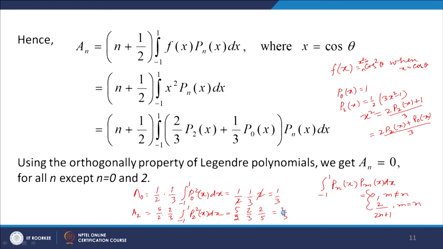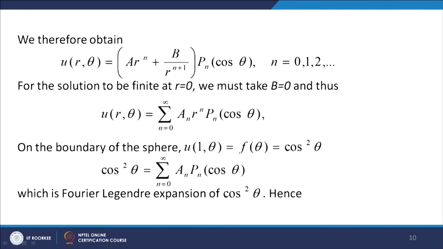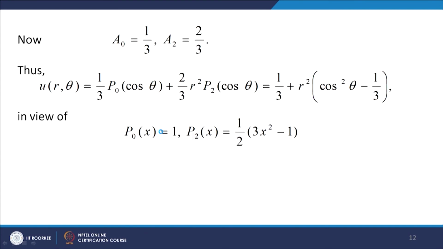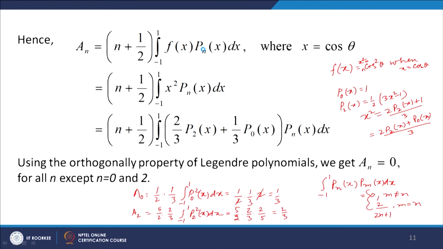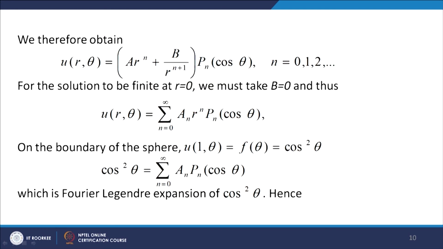And so, we can write the expression for u of r, theta. We have A0 equal to 1 by 3, A2 equal to 2 by 3. u of r, theta will then be A0 into r to the power 0 P0 cos theta. a_n is 0 for all n except n equal to 0 and 2. So, we have A0 r to the power 0 P0 cos theta plus A2 r to the power 2 P2 cos theta.